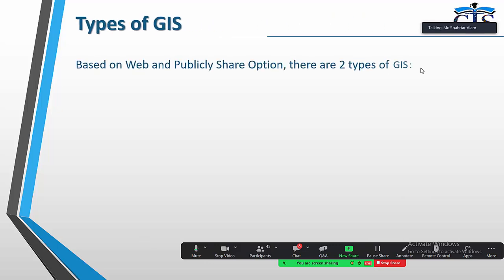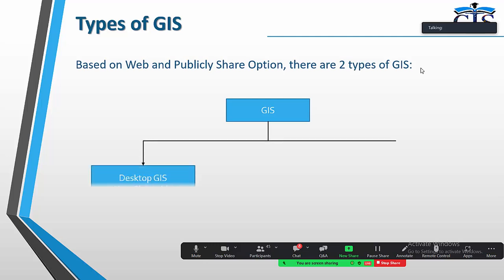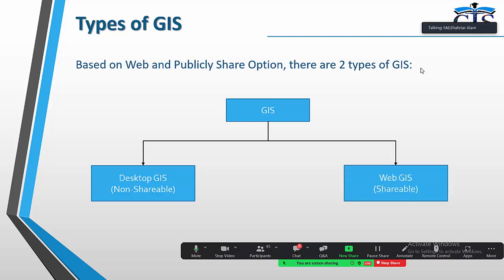Now let's see types of GIS. Based on web and publicly shared option, there are two types of GIS. One is desktop GIS, which is non-shareable. Another one is web GIS, which is shareable.